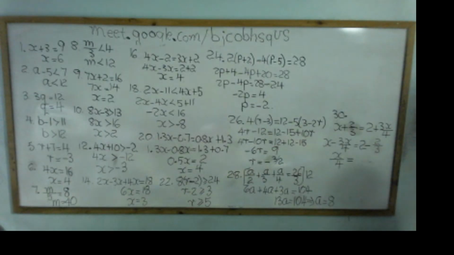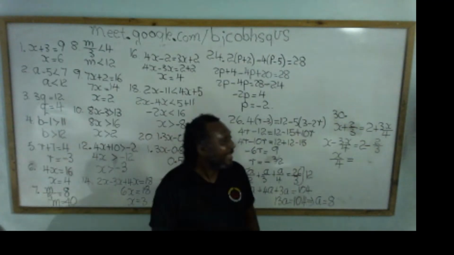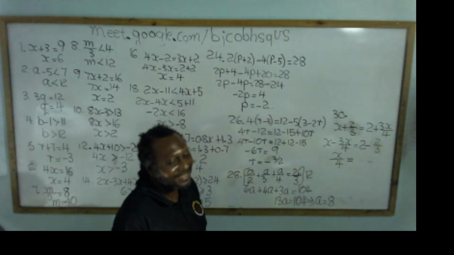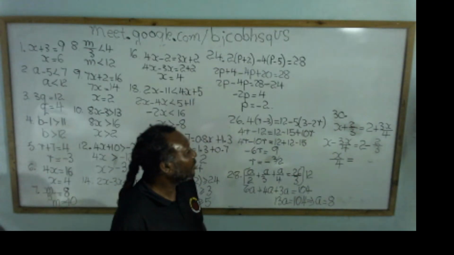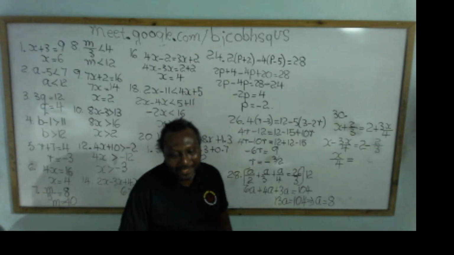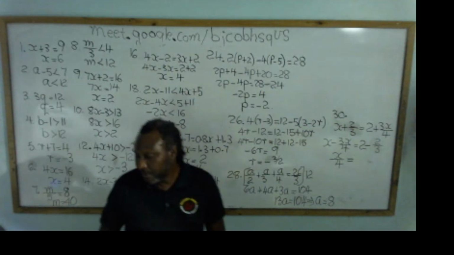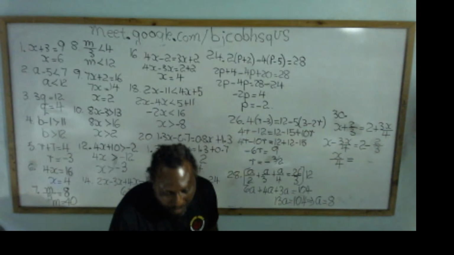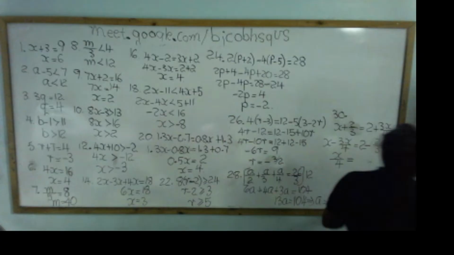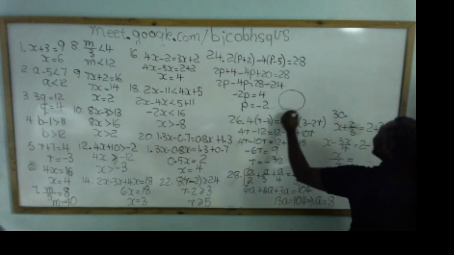So look at this one now. We have 2 cakes, and we are going to subtract 2/3 of a cake. What will be left? One and a third, yes, 1 1/3 cake. It's easy.